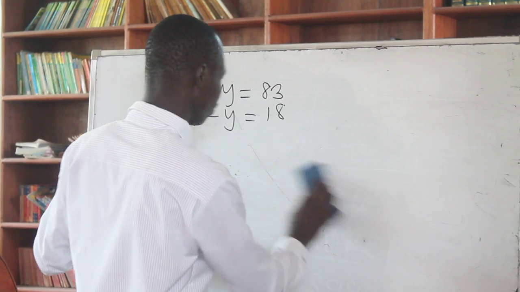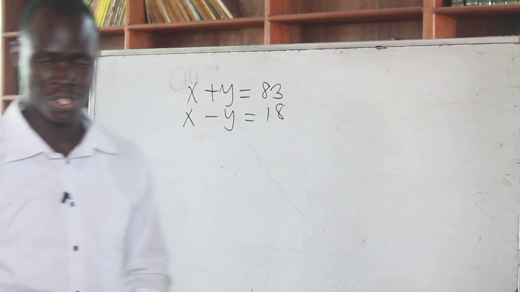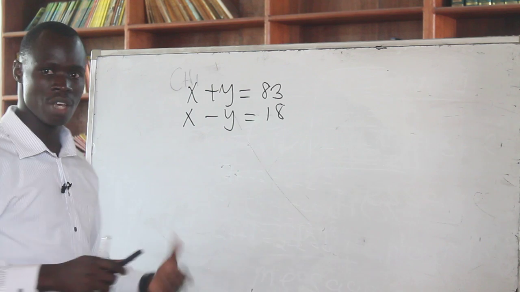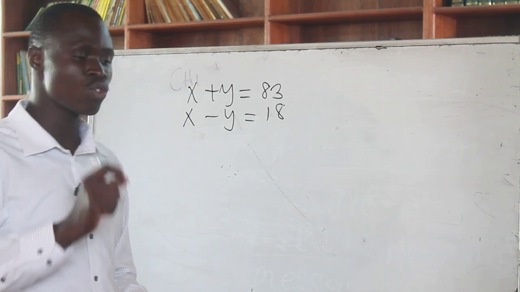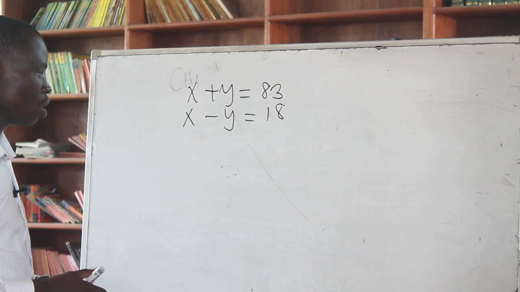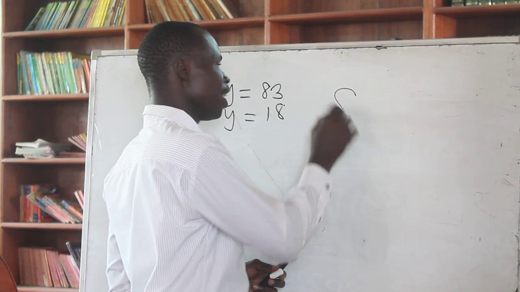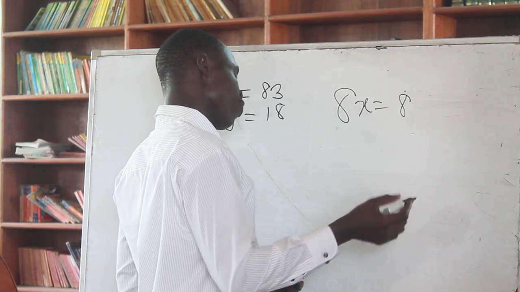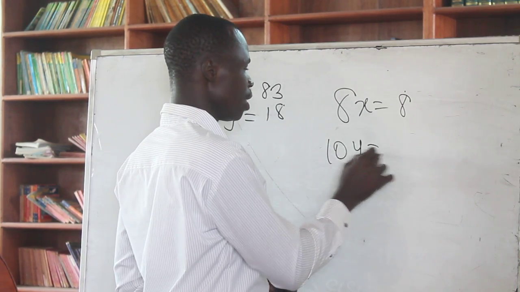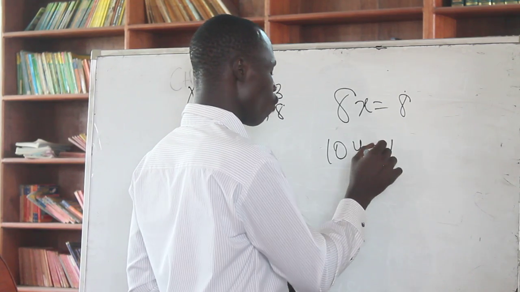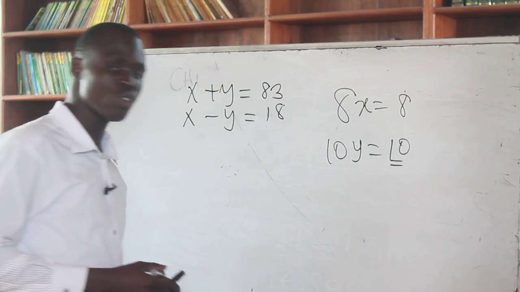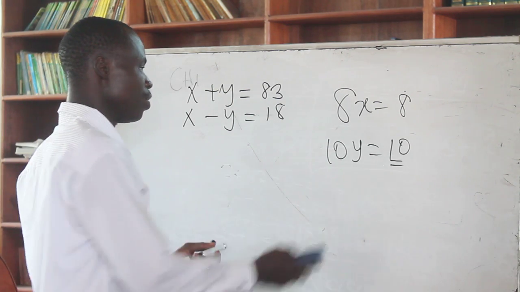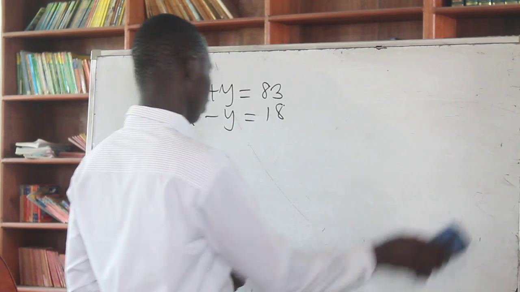That being said, the first thing we have to consider is that whatever we want to eliminate, we can eliminate either x or y. Whatever it is that we want to eliminate, we have to have the same coefficient. Coefficient meaning that if we have 8x, the coefficient of x here is 8. If we have maybe 10y, the coefficient of y here is 10. So we have to consider a situation whereby we are having the same coefficient.